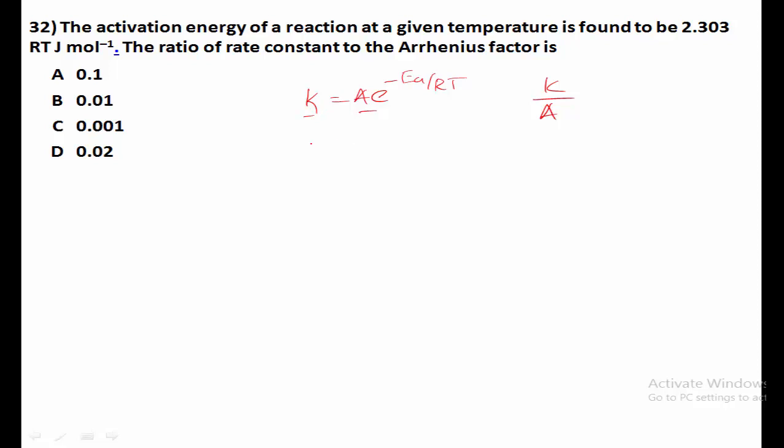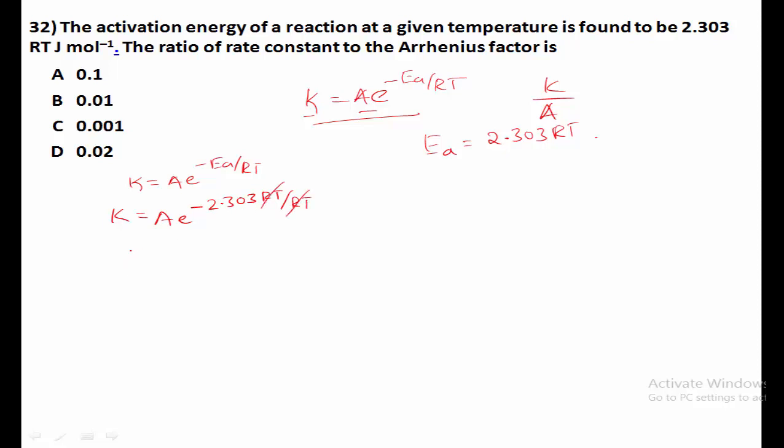So in order to determine this, what do you need to do? What have they given? The activation energy: Ea is equal to 2.303 RT. Now substitute this value in the equation and take log on both sides, then you will get the answer. So take K is equal to A into e raised to minus Ea divided by RT. Now substitute the value of Ea. It becomes minus 2.303 RT divided by RT. RT gets cancelled.